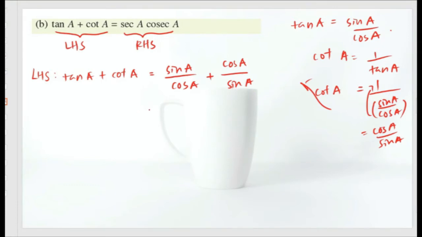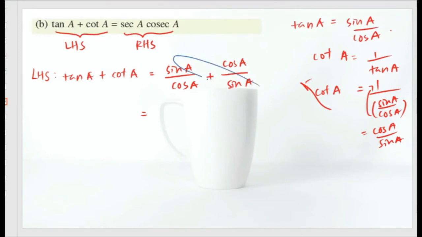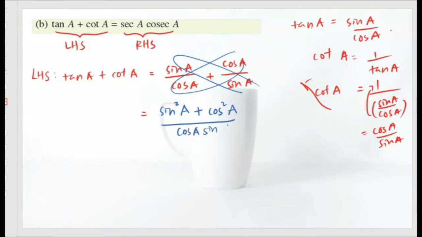Okay, so next what we're going to do, you see, this is an addition of fractions, right? So what we need to do is make the denominator the same. Butterfly multiplication: sin A multiplied with sin A is sin square A, plus cos A multiplied with cos A is cos square A, over cos A sin A.